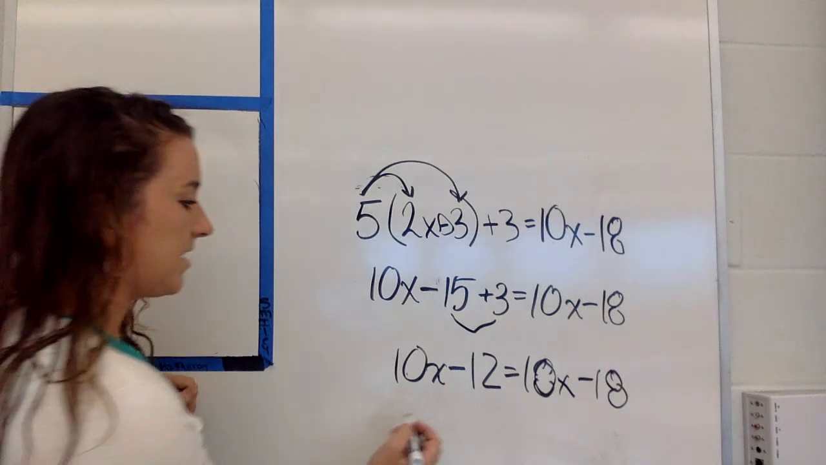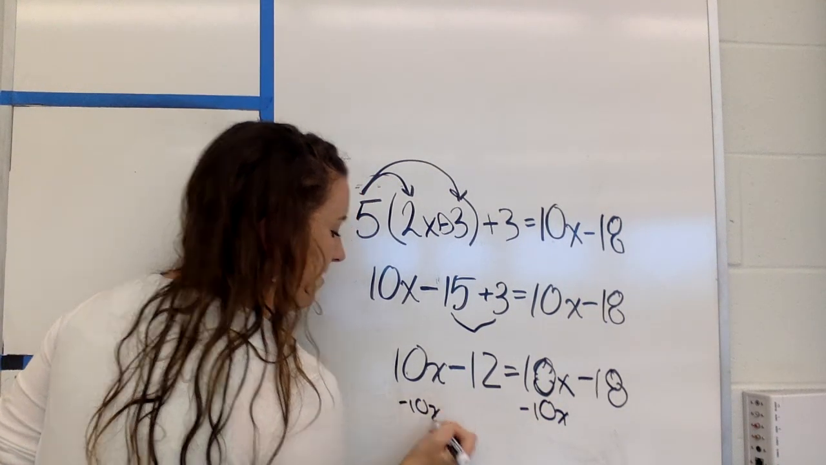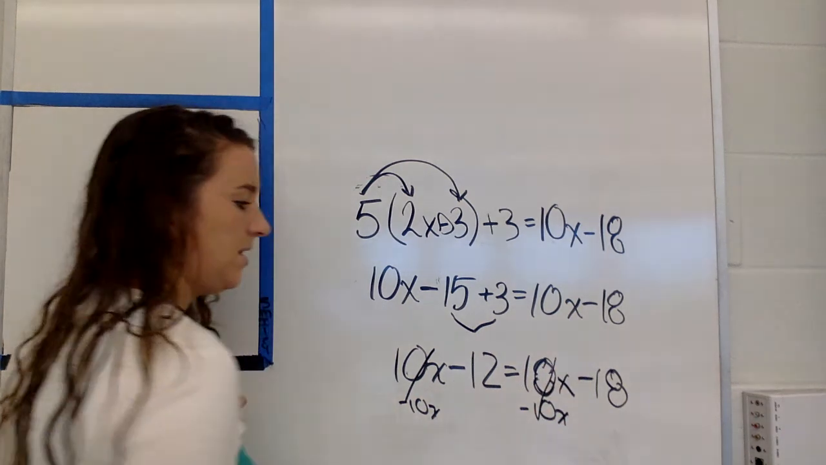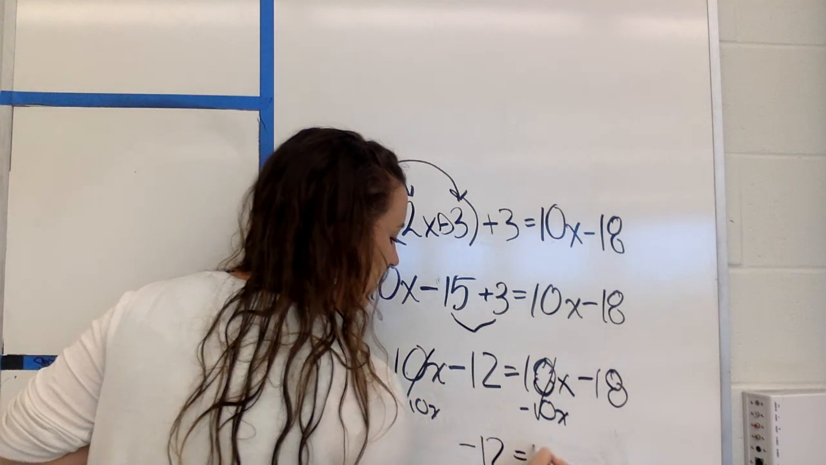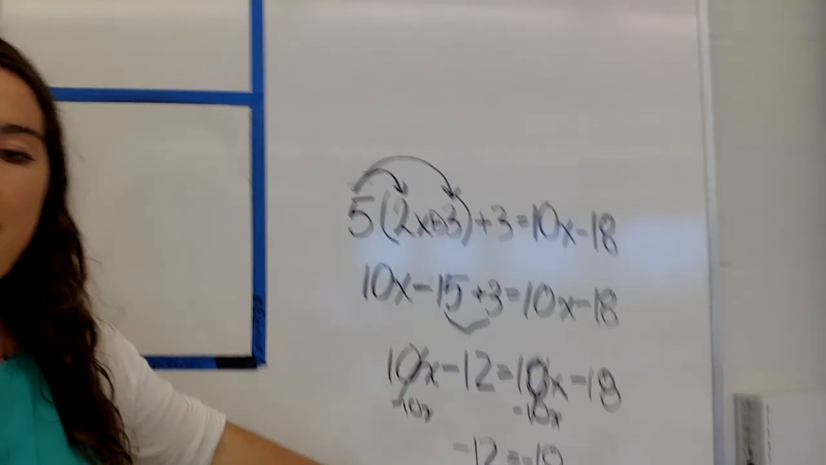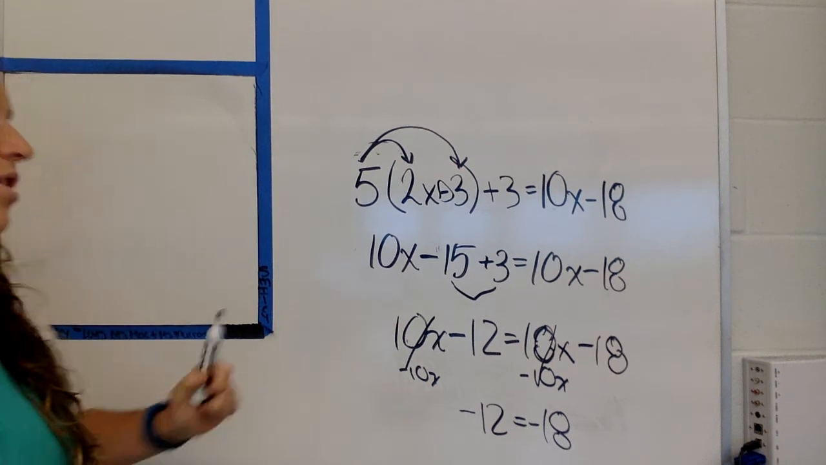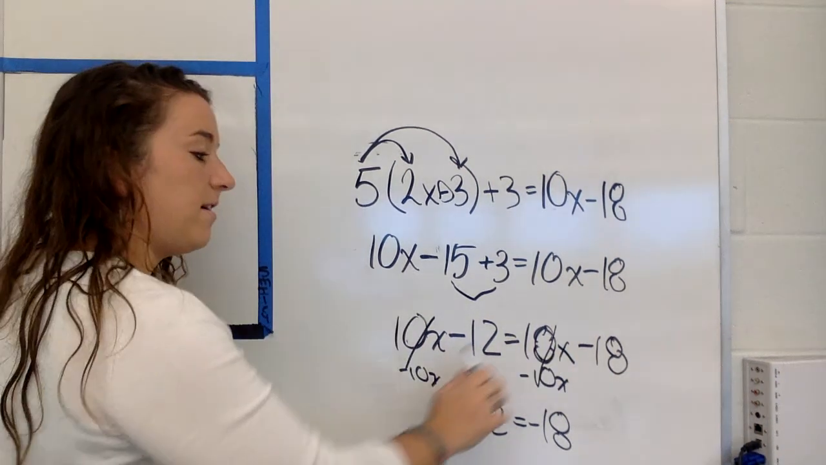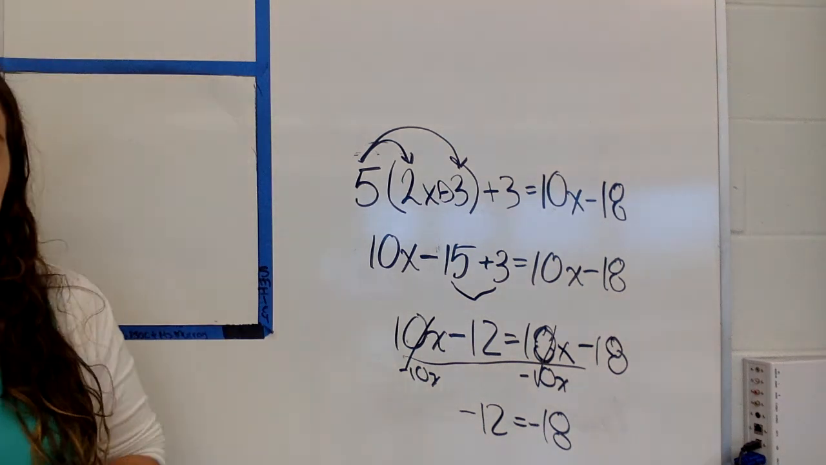So if I subtract my 10x from both sides, because I want to get x by itself, both cancel out by becoming 0, so I'm just left with negative 12 equals negative 18. Does negative 12 ever equal negative 18? No. So the answer is no solution. No value of x will make 10x minus 12 equal to 10x minus 18.